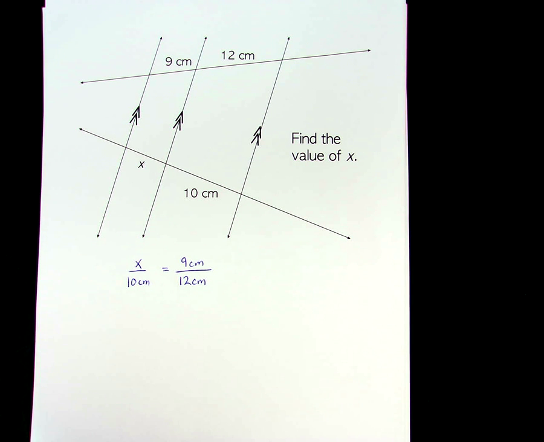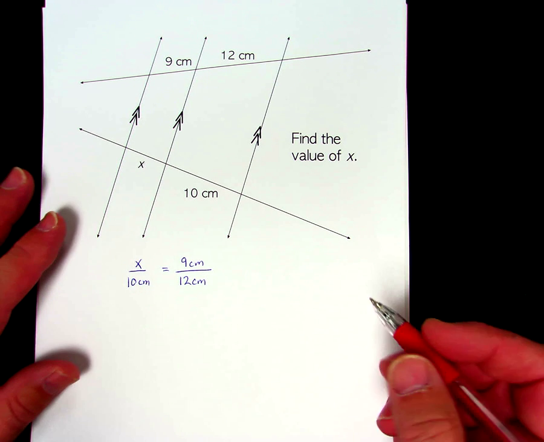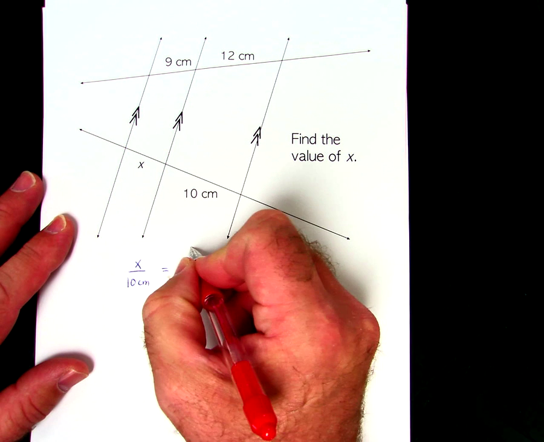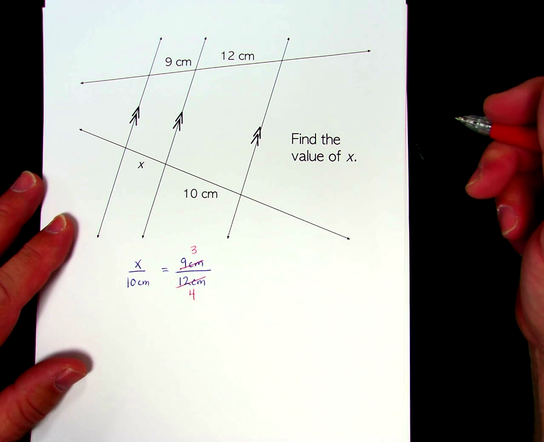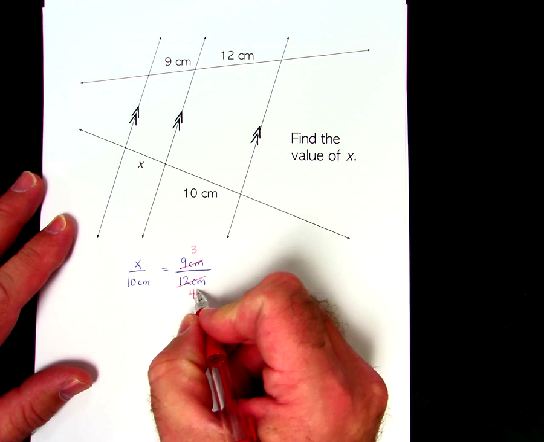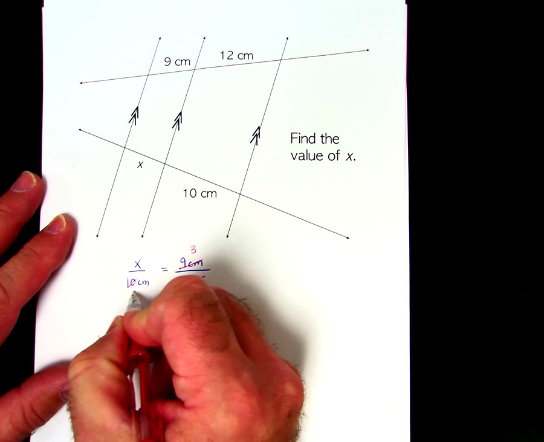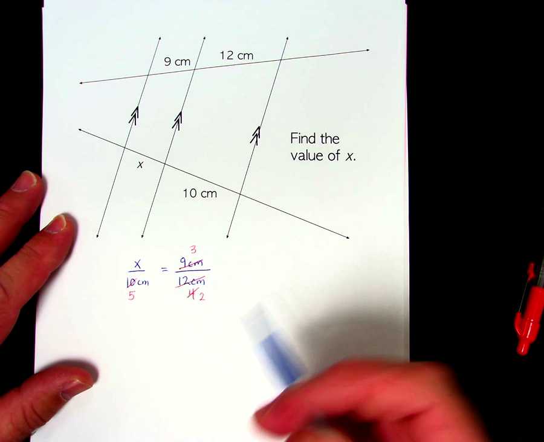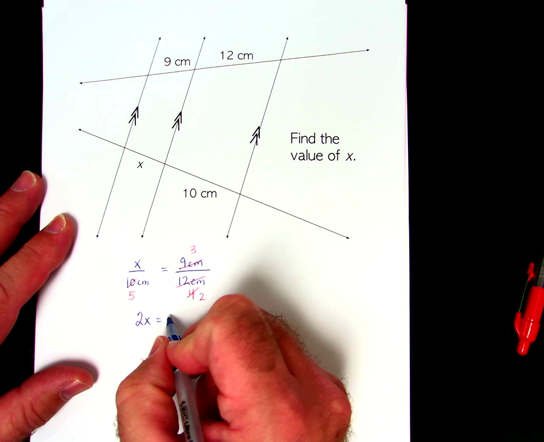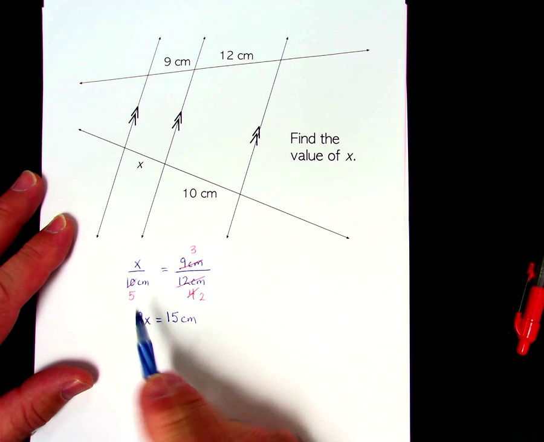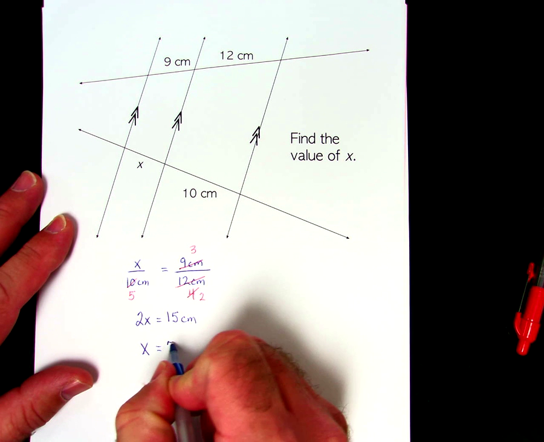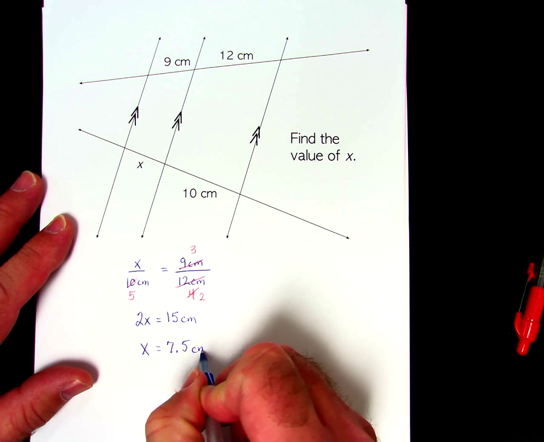Now I'm going to reduce a little bit just to make my fractions easier to work with. So 9 centimeters divided by 12 centimeters would reduce to be 3/4. I could also reduce here, 10 and 4 could each be divided by 2. So cross multiplying, 2x would equal 15 centimeters. That label did not reduce. So dividing both sides by 2, x is 7 5/10 centimeters.